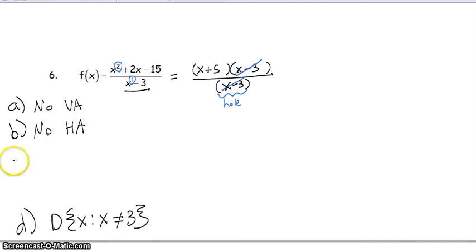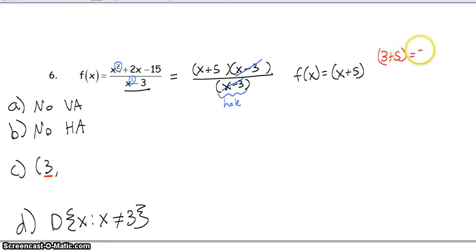And finally, we need to find the coordinates of the hole. Well, we know that the x-coordinate is 3. We get that from the domain restriction and the fact that that was canceled out. Let's rewrite this in simplified form. The simplified form for this function is x plus 5. So when you want to find the y-coordinate of the hole, you just take the 3 and plug it in here. So we get 3 plus 5, which is 8. So that means that the y-coordinate of the hole is 8. So I have a hole at (3, 8).